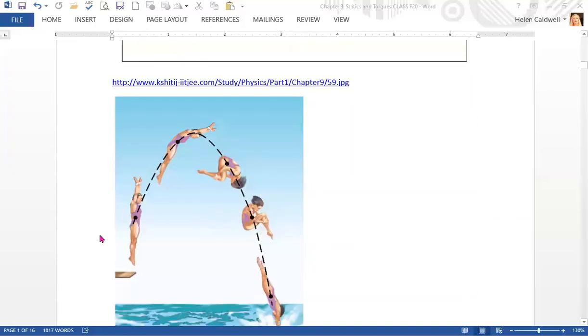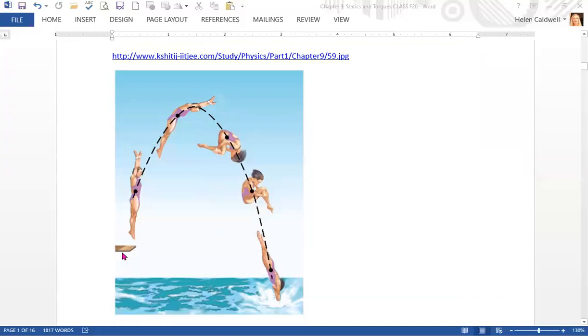If you look at a diver, it's the same sort of thing. So the diver comes up and makes their tuck and flips around and then hopefully gets a clean entry into the water. But the center of mass is going to follow this nice clean path. So we don't have to worry about where are the arms, what are the legs doing. For us, it's all about the math.